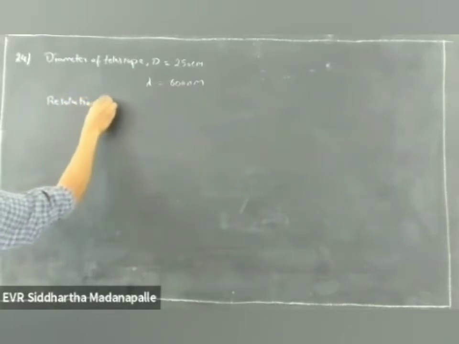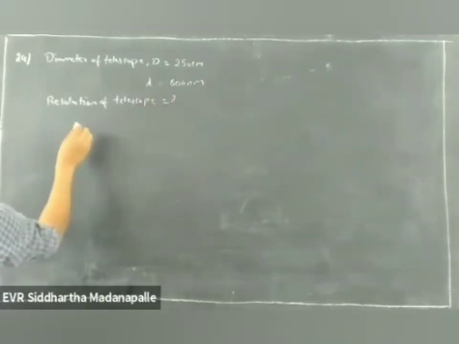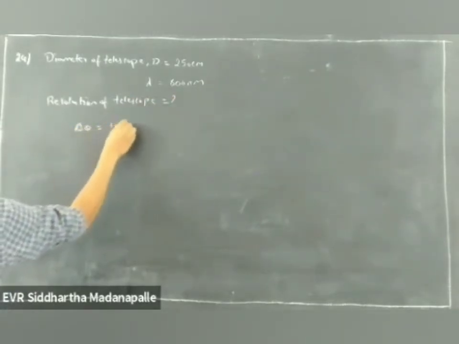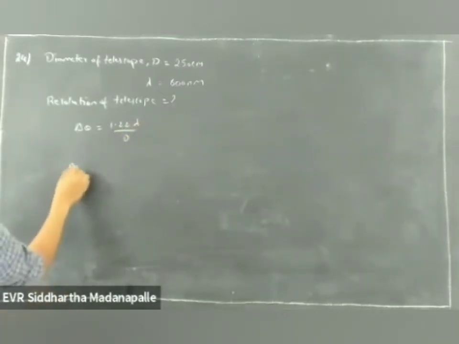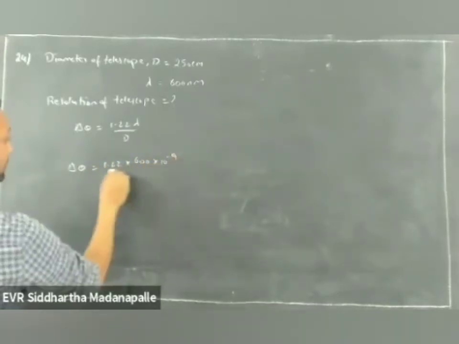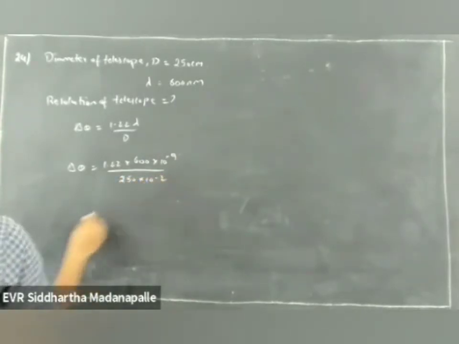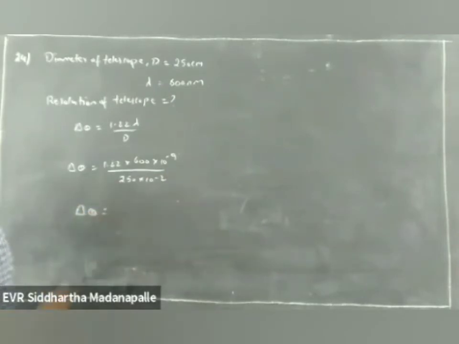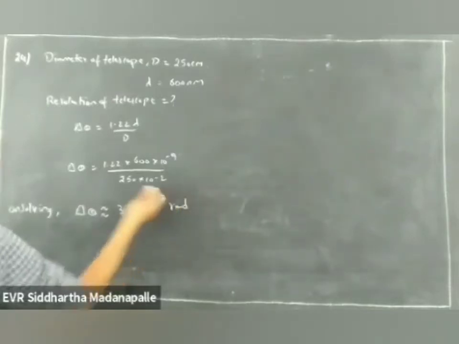So resolution of telescope, it is a simple one. Delta theta naught is equal to 1.22 lambda by the diameter of the telescope. So delta theta naught is equal to 1.22 into 600 into 10 power minus 9 by capital D, 250 into 10 power minus 2. Solving, we get approximately 3.0 into 10 power minus 7 radian.